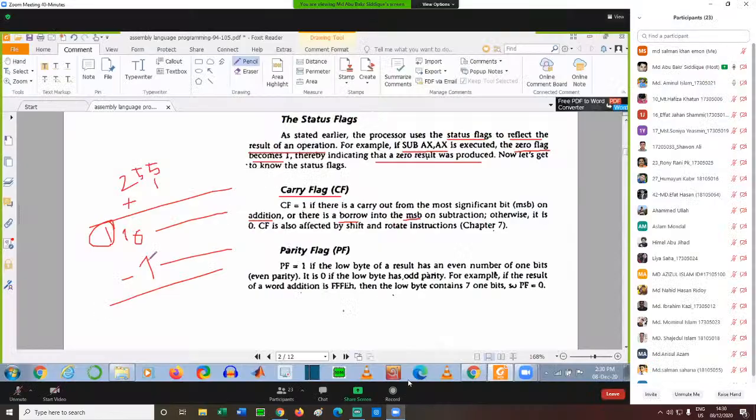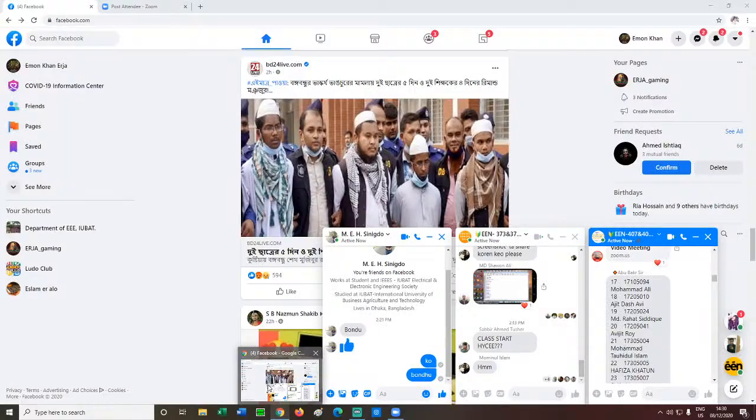The carry flag is also affected by shift and rotate instructions, that is in chapter 7, so we'll discuss it later when we get there. Okay, so that is how the carry flag works.